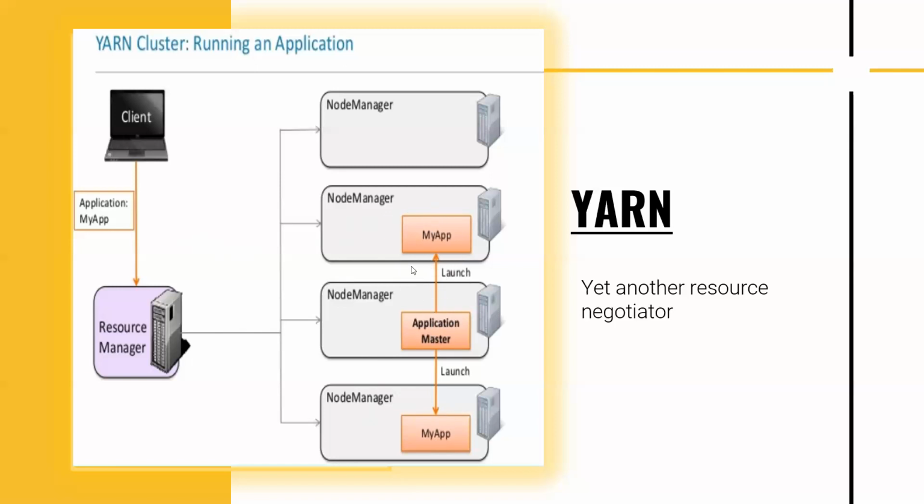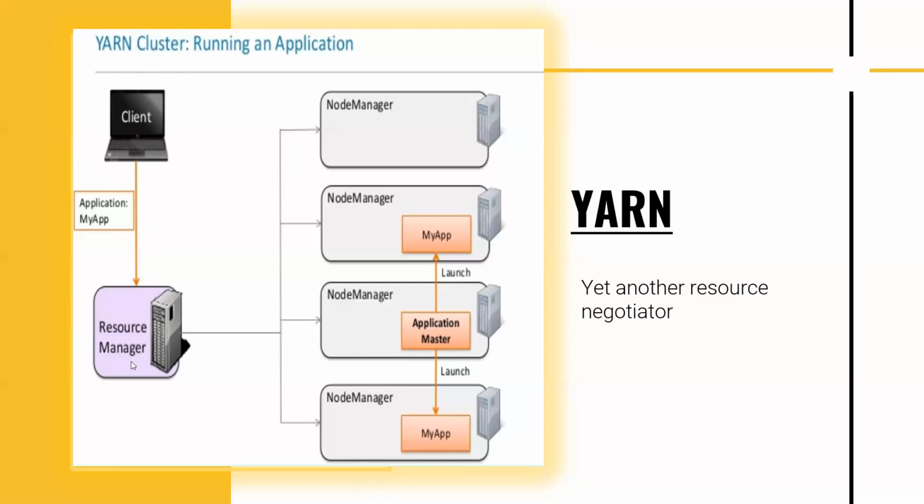The application master talks with the node manager to get the status. Once the job is finished, they notify the application master. Application master notifies the resource manager, and whatever the success or failure status is, it is notified to the client. The application master then goes away because it is per application that you launch. So this is how the overall YARN architecture in Hadoop works.